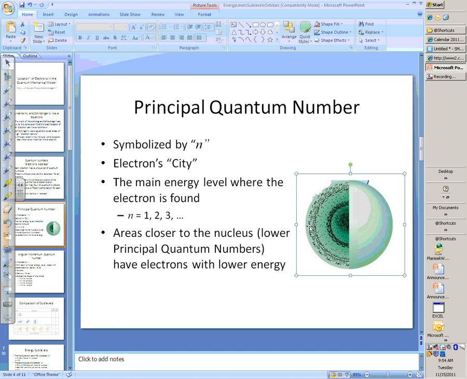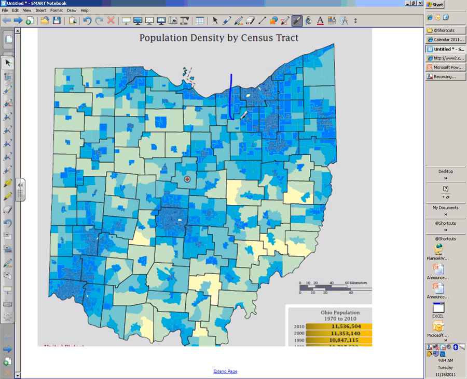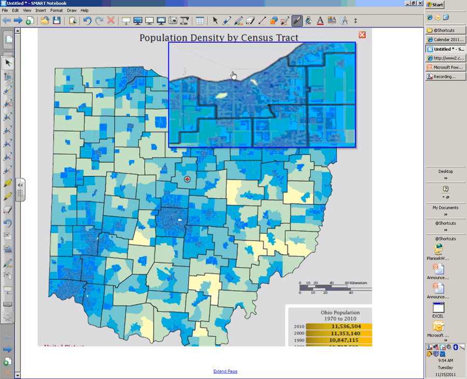Okay, here's where it starts getting a little tricky. I don't want to scare you, but this is where it starts getting a little tricky. If we take a look at our map, even in the city of Cleveland, let's take a look here. If I zoom in on the area that we consider to be Cleveland, what do you even see within that area? There are some white spots, but then there's also some really dark spots. What do you think some of those really dark spots might be?